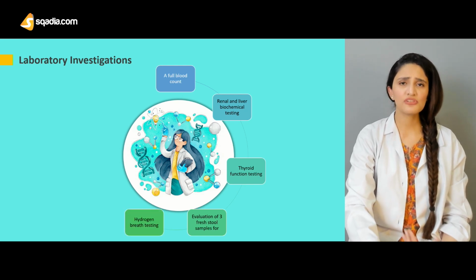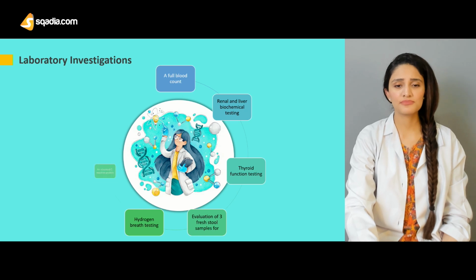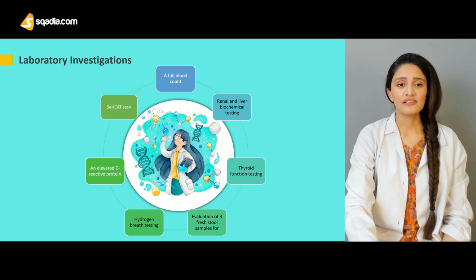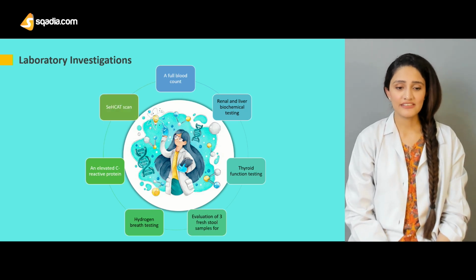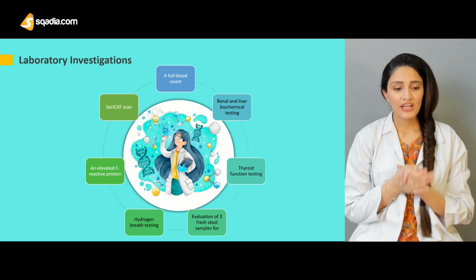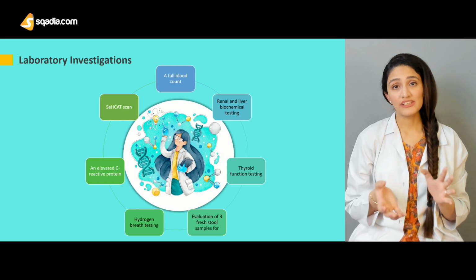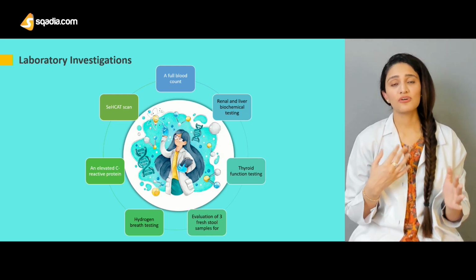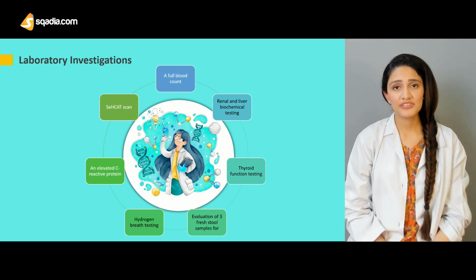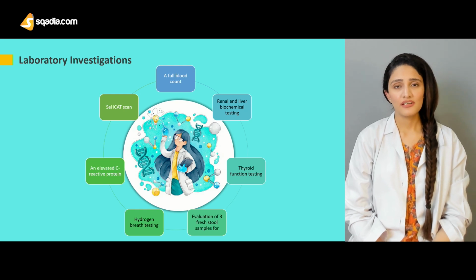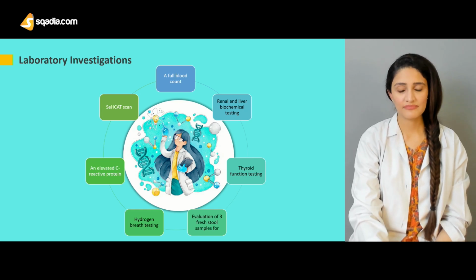A hydrogen breath test could also be one of the tests that we could perform. Also checking for an elevated C-reactive protein, and having a SeHCAT scan, which is the selenium-75 homotaurocholic acid test. So this is also very necessary. And other than that, we could also perform a fecal calprotectin test. So these are the traditional tests that we could be performing in patients suspected of irritable bowel syndrome.